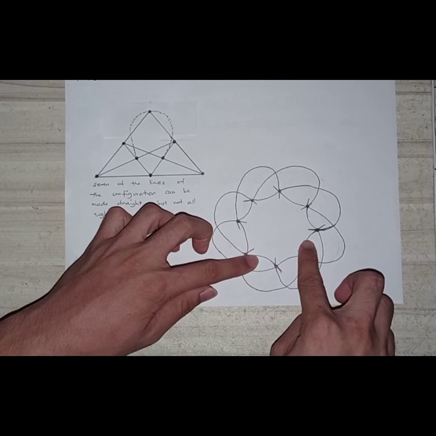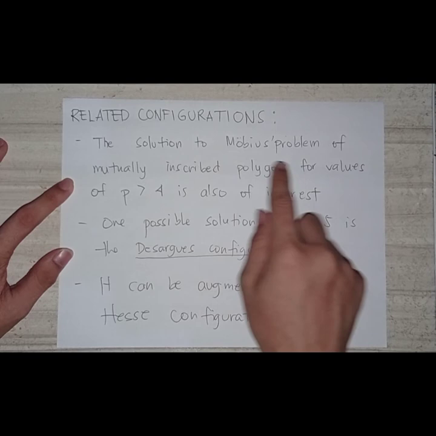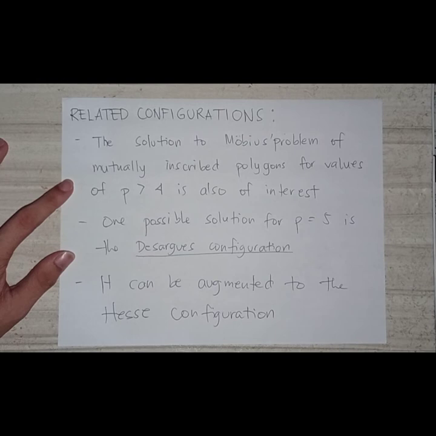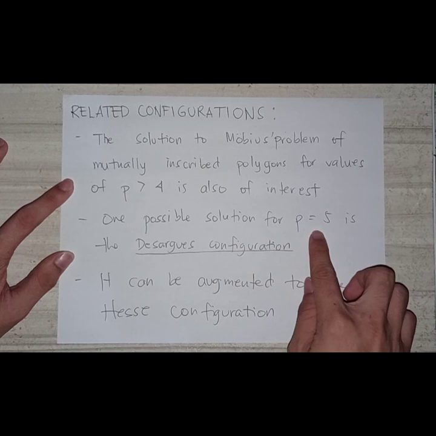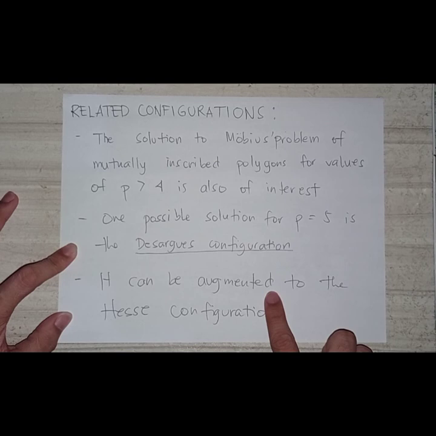Next, we go to the related configurations of the Möbius-Kantor configuration. The solution to Möbius' problem of mutually inscribed polygons for values of p greater than 4 is also of interest. One possible solution for p equals 5 is another example of a configuration, which is the Desargues configuration. It can also be augmented to form the Hesse configuration.